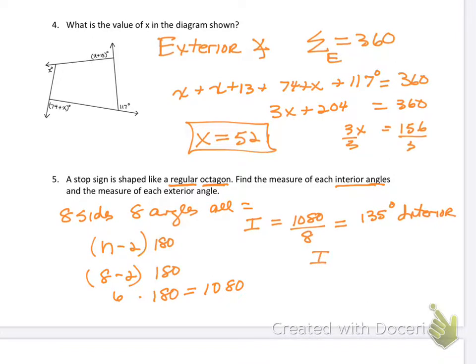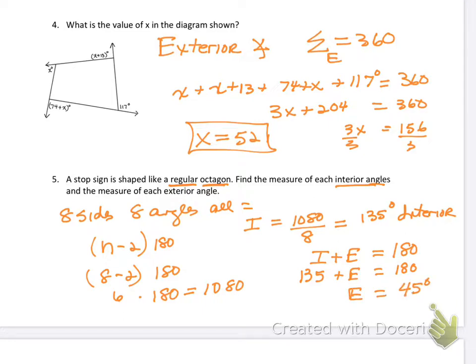I remember that interior plus exterior has to equal 180, because they're always going to be on a line. So this is always going to equal 180. They will always have a supplementary relationship. If I know that my interior angle is 135, I can figure out what my exterior angle is just by doing a subtraction. What I find is that E equals 45 degrees.